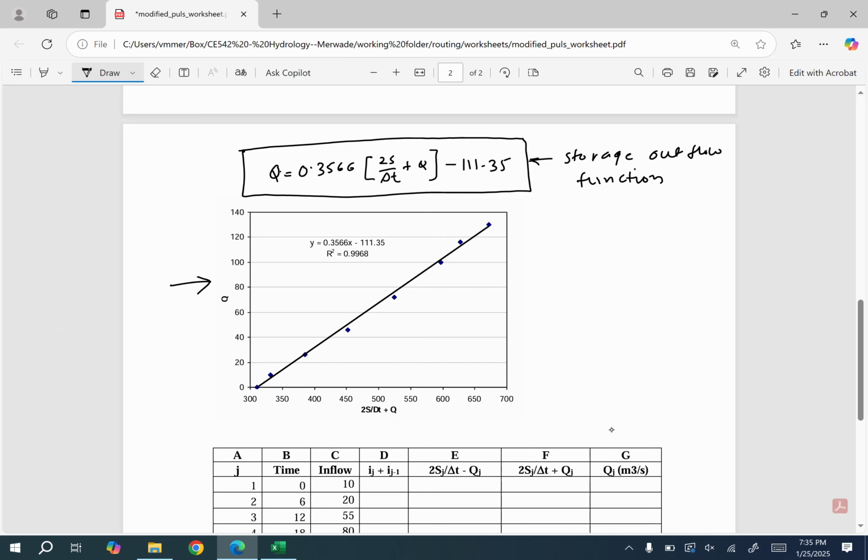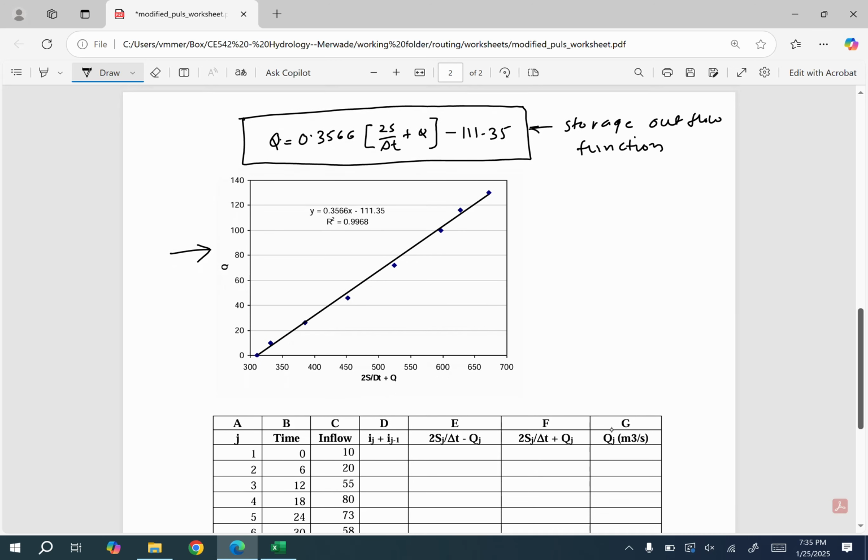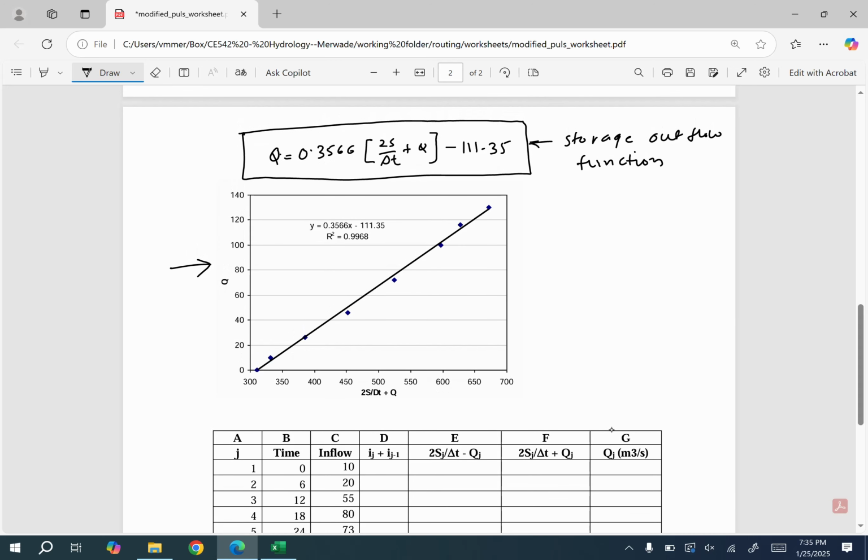So we have the storage outflow function now. Now we are going to use the equation we have for modified Puls, which is 2Sj over delta t plus Qj is equal to Ij plus Ij minus 1 plus 2Sj minus 1 over delta t minus Qj minus 1. Let's see how we can now get the outflow hydrograph by using our storage outflow function and this equation.